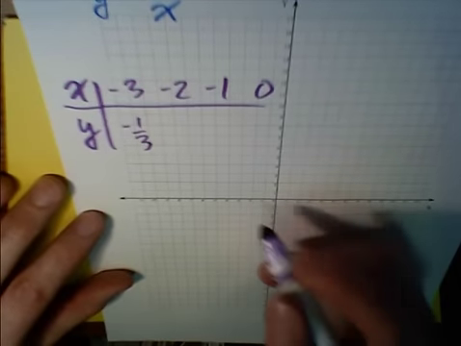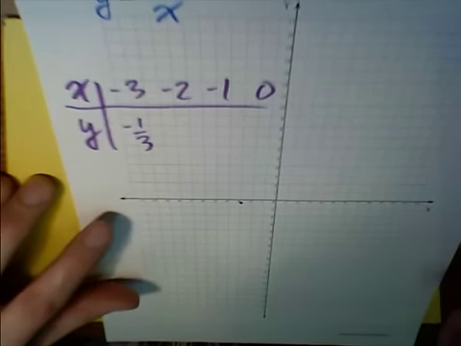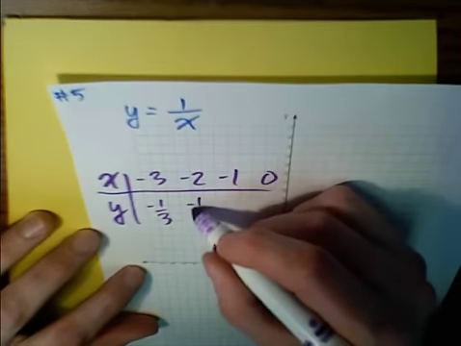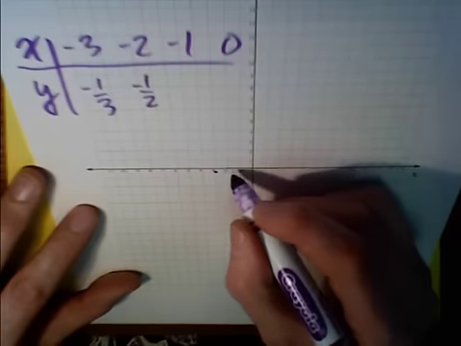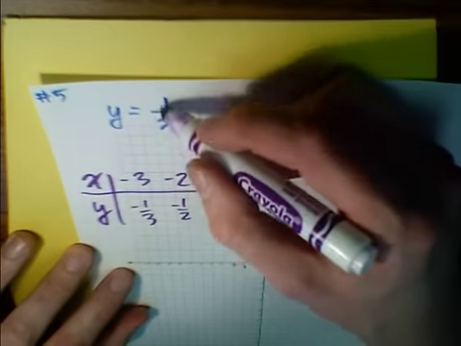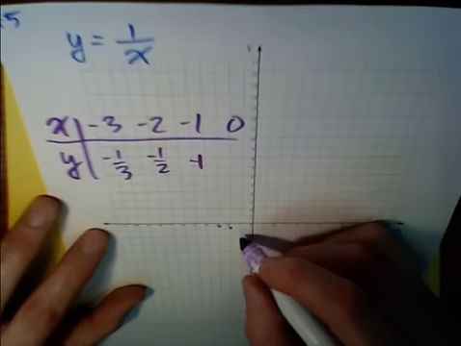So if we go -3, we're going to get a dot that's very, very close to the x-axis. -2 in the denominator is going to be -1/2. -2, -1/2. -1 in the denominator is just going to be a -1. -1 over 1.